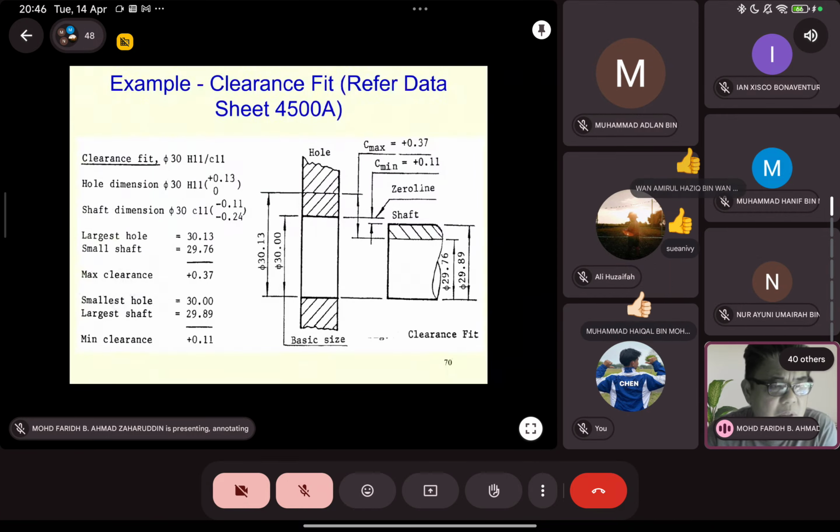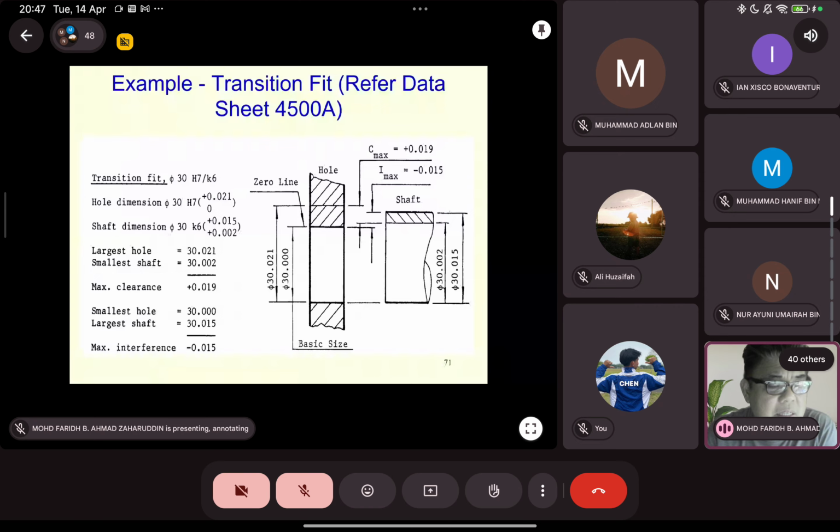Okay, thank you. So this is the maximum value: the maximum hole, this one, minus the minimum size of shaft. Then you get the maximum clearance. The minimum clearance is by taking this value, minimum size of hole, minus maximum size of shaft. Then you get this value. Okay, all right.